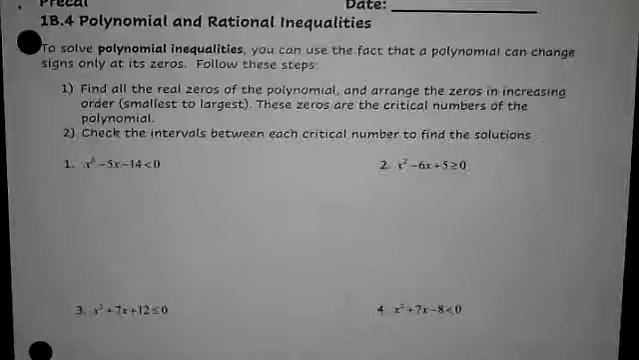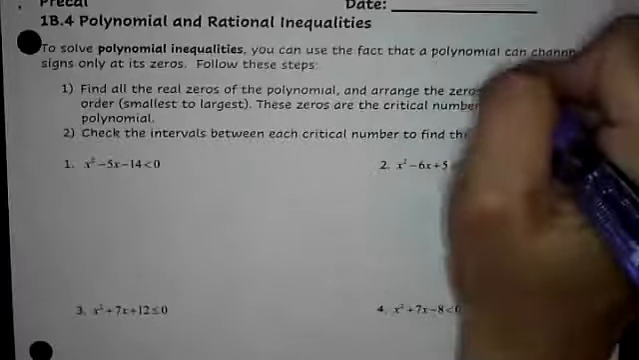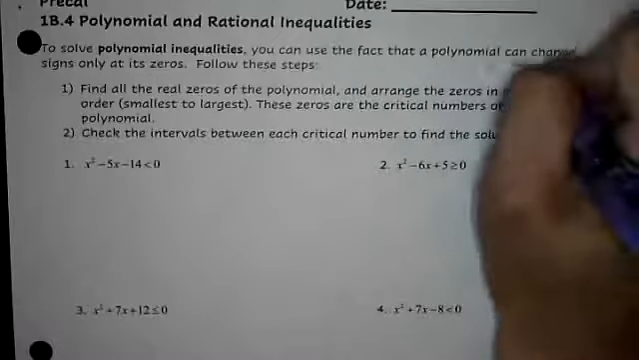So the first thing we will want to do is find all the real zeros of the polynomial and arrange the zeros in increasing order, smallest to largest. These zeros are the critical numbers of the polynomial, and then we check the intervals between each critical number to find the solutions. What that means right there, if you remember a polynomial, it looks like this.